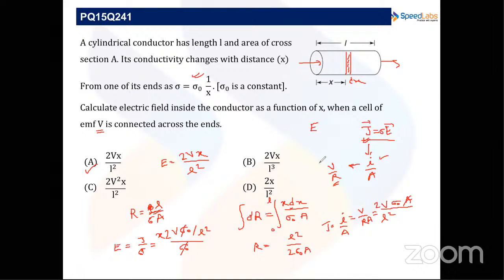Any confusion? हम लोगों को E चाहिए था, मैंने J फाइंड किया. उसके लिए J के लिए मुझे current by area, current per unit area is J, so I need current V by R, so I found R, then I substituted them all to get E. Clear? Let's move to next part.